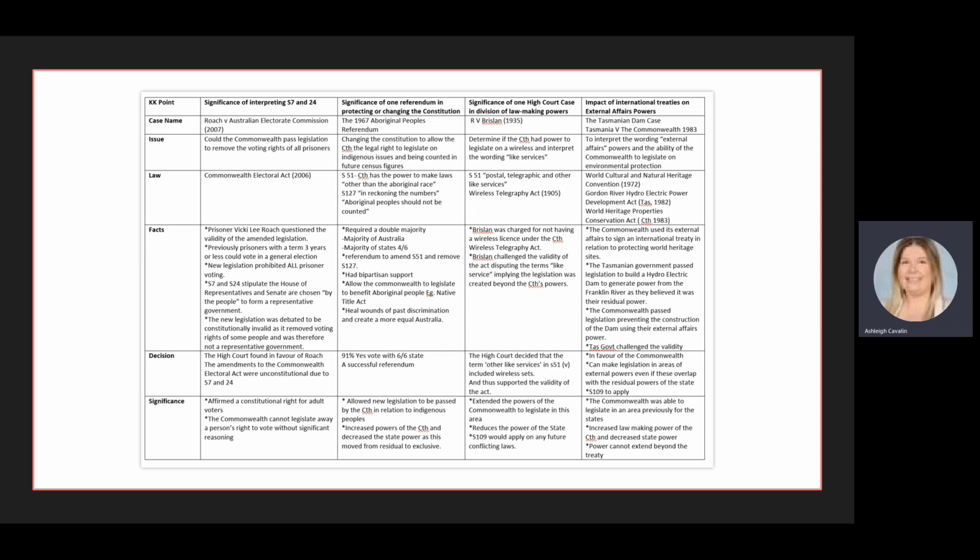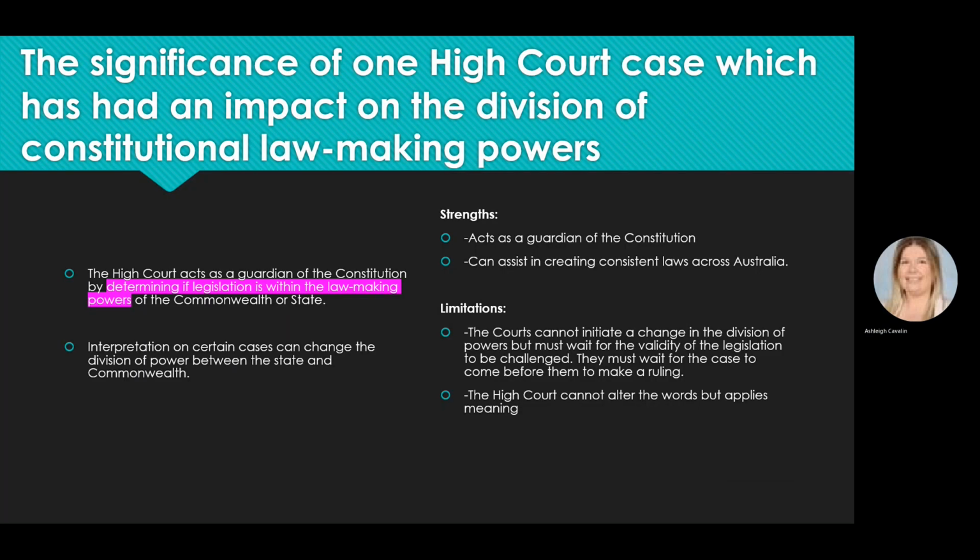Let's go back a little bit. I know these slides kind of jump back and forth to one of our other key points. You must be able to describe the significance of one High Court case which had an impact on the division of constitutional lawmaking powers. Again, you need to rehearse what the key knowledge point is asking. So, significance of one High Court case, division of constitutional lawmaking powers. Then you can rehearse the case.